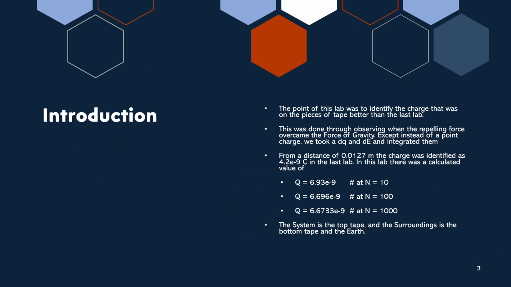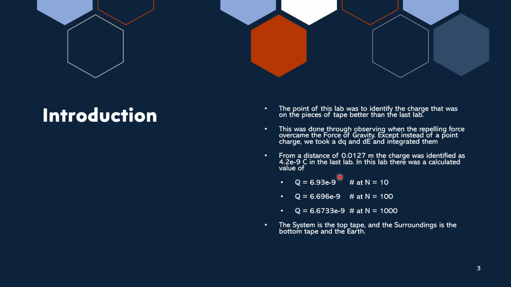Alright, first up, the introduction. The point of this lab was to identify the charges on each piece of tape, except this time we're doing it better than last time using calculus. This was done by observing when the repelling force equals or overcomes the force of gravity, which is when the system is in equilibrium. Except this time, instead of just taking 2-point charges, we're spreading the charge over a line, like an actual tape is.